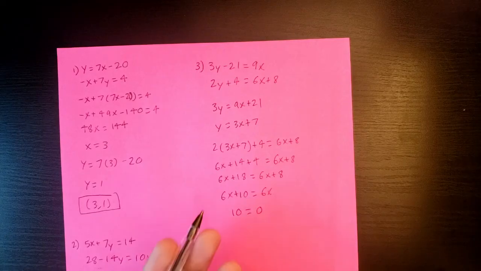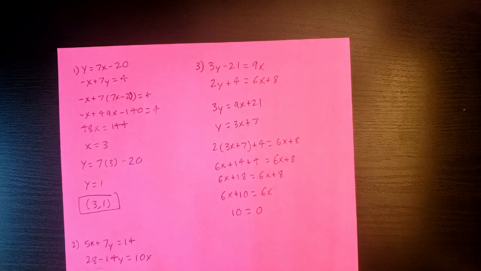So here we have an incorrect statement. What that means is that the equations never have the same x and y value. They never intersect. They never occupy the same space. So what that means is that they have to be parallel. So the answer to this would be that there is no solution.